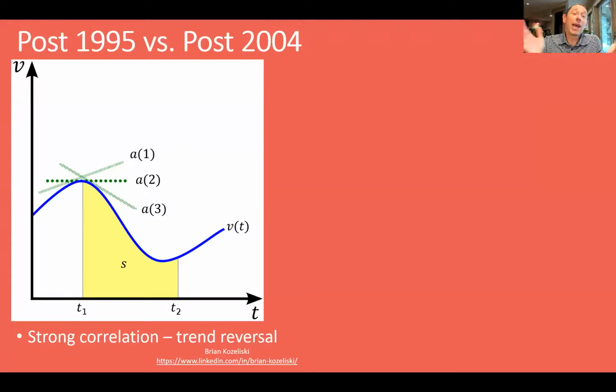And in fact, we kind of see that in general if we want to compare 1995 and onward to the post 2004 period, that there's a really strong correlation in terms of trend reversal when you look at the companies that really drove the productivity growth in the post 1995 period. In the post 2004 period, they're actually driving productivity decline. So there was just this massive reversal on what was happening there. That goes and extends beyond the service and manufacturing sectors.